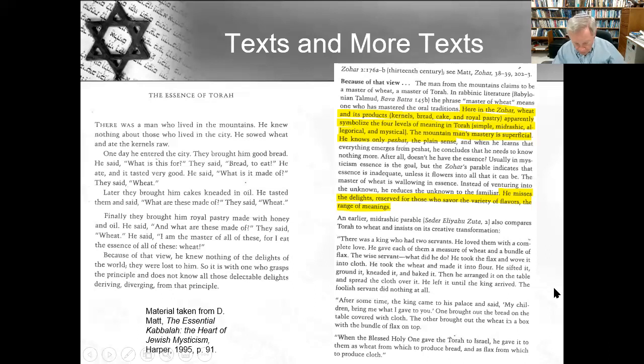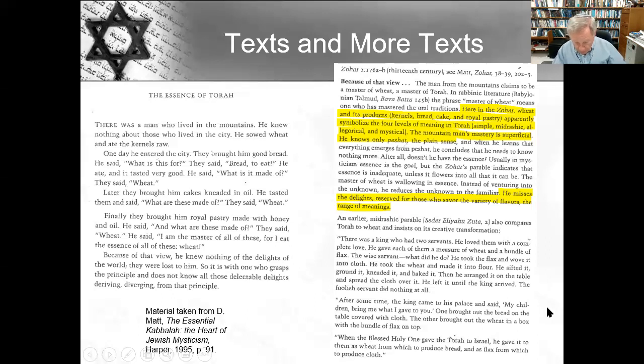The wise servant, what did he do? He took the flax and wove it into cloth. He took the wheat and made it into flour. He sifted it, ground it, kneaded it, and baked it. And then he arranged the table and spread the cloth over it. He left it until the king arrived. The foolish servant did nothing at all.